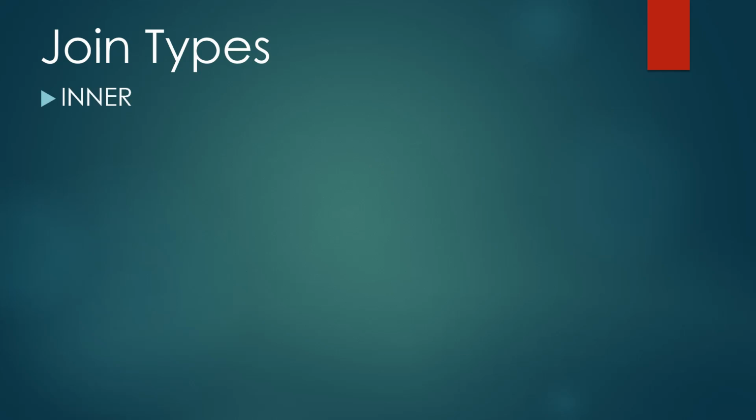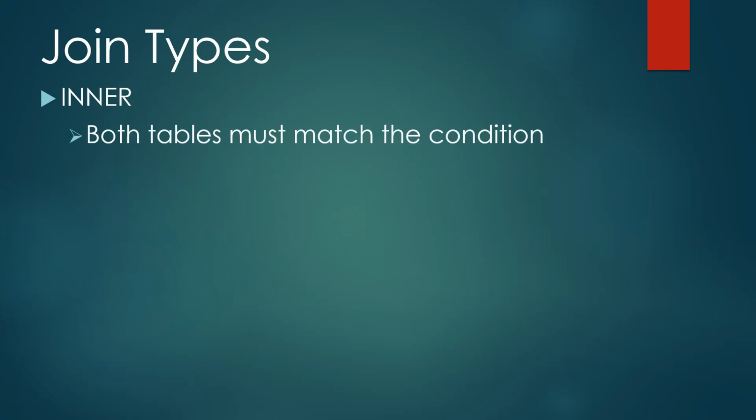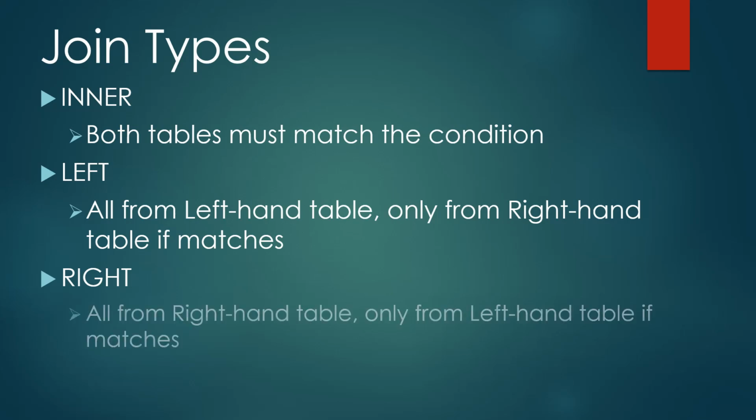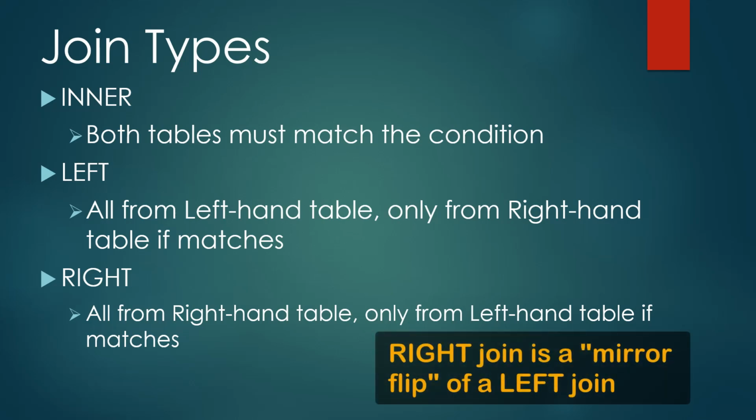So the types are inner join. An inner join means both tables must match the condition if a row from that table is to be returned. A left join, all of the left-hand table gets returned, all of them regardless. If you've got 100 rows in the left table physically, all 100 get returned, but only data from the right-hand table gets returned if it matches. And a right join means all the records from the right-hand table get returned, and only data from the left-hand table gets returned if it matches. That's all going to make more sense if we look at some examples.